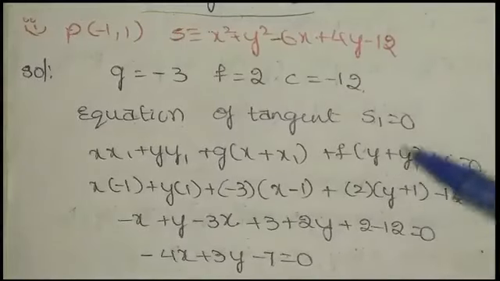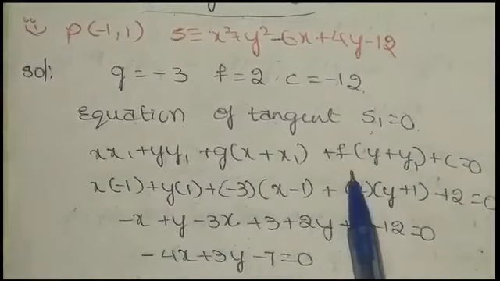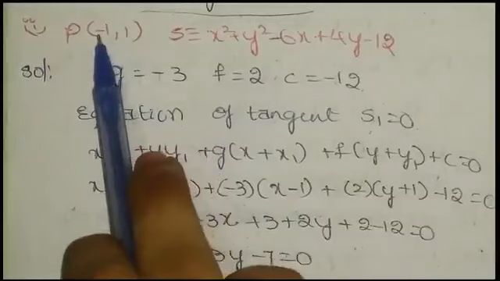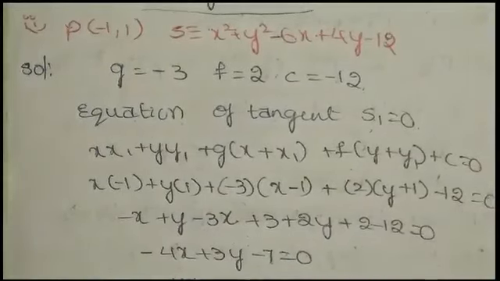So this is the second one, same model. S1 equal to 0. S1 notation is this one. We have to find the g and f values, and in place of x1 and y1, we have to substitute the given point. Here the given point is minus 1 and 1. After solving, we will get this equation.